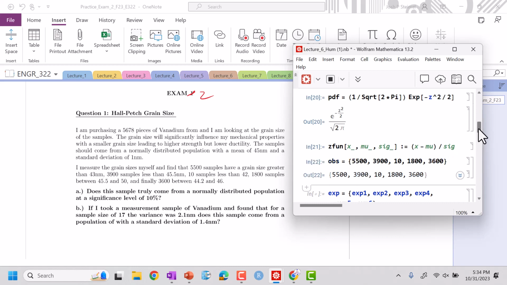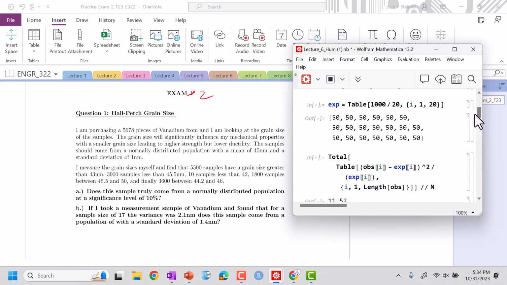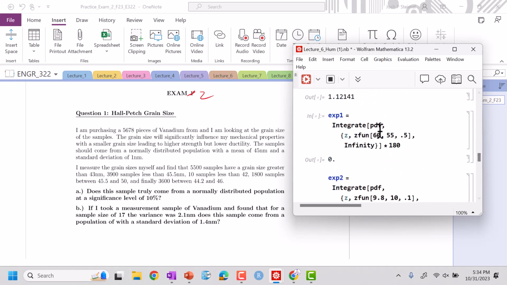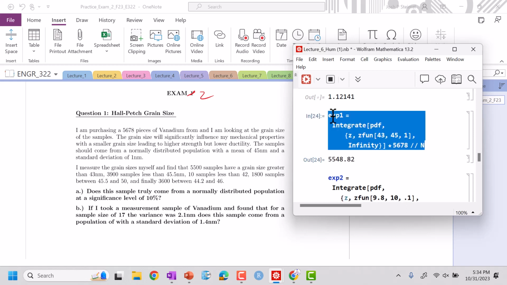Excellent. Now for expected, let's do expected 1. We're doing PDF, and we said 50,000 grain size greater than 43 nanometers. So 43, our mean is 45 and then 1. And then our number of samples here is, where's the total number? 5, 6, 7, 8. So that's our expected 1 value, and let's look at it numerically.